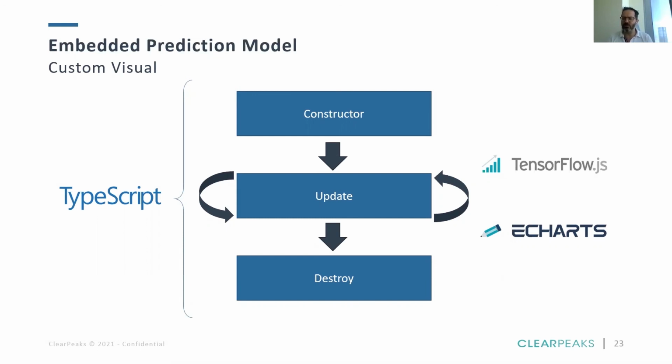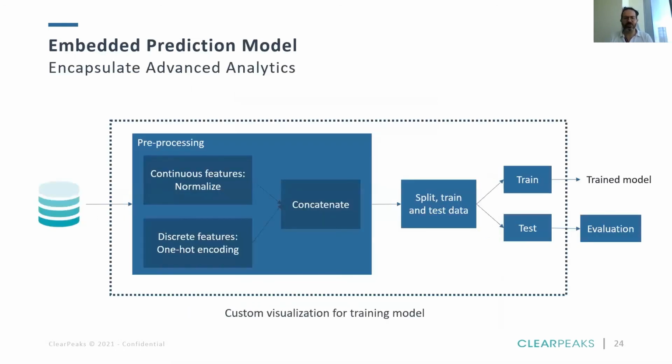For those of you who want to get deeper into it, that is a model that is based on a single layer and neuron. And we have used eCharts for the visualization. The model that we have used to encapsulate is trained in the classic way. So continuous features are normalized, and discrete ones go through one-hot encoding. The vectors are then concatenated, and the data is split between training data and test data, respectively providing the training for the model and the evaluation.